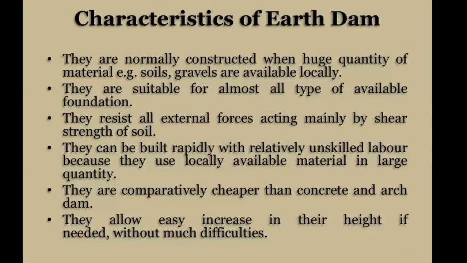Now we need to study the different characteristics of earthen dams. What are they? They are normally constructed when a huge quantity of material, that is soils and gravels, is locally available. As we were discussing, if the impervious core material, that is clay generally, is not present, then we will choose what? Diaphragm type, where core material is required in less quantity. We use a cement concrete or bituminous concrete layer surrounding them.